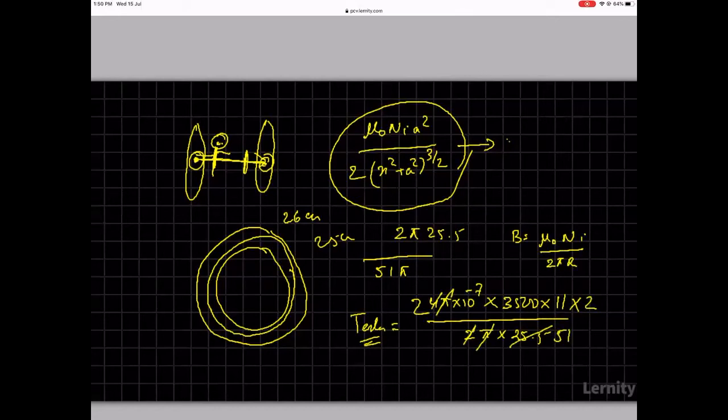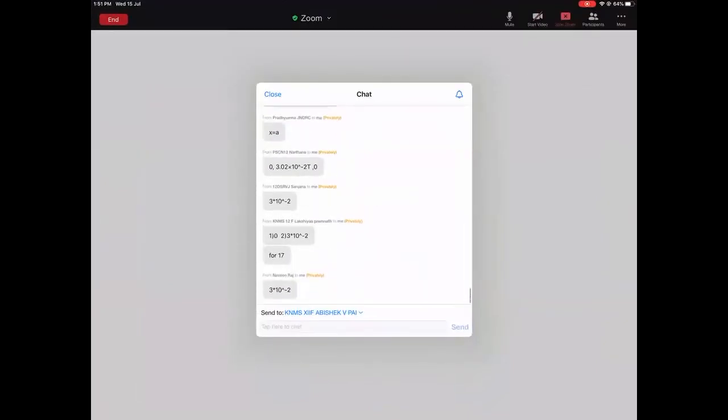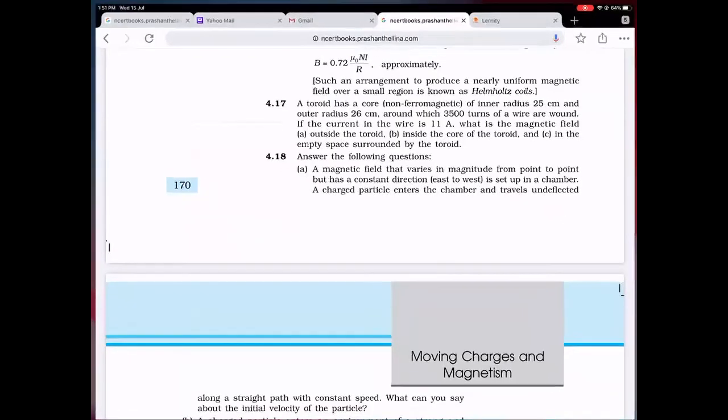Why did I take 25.5? Because the inner radius is given to me and the outer radius is given to me, so at the center, it will be that much. So B is equal to mu naught N I by 2 pi r. We are going to just substitute. Okay, good. If this is working out, great. Please sincerely work, my dear friends. I can't see you, but please work.